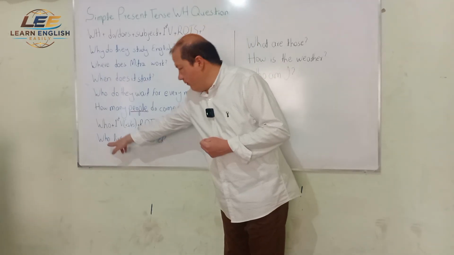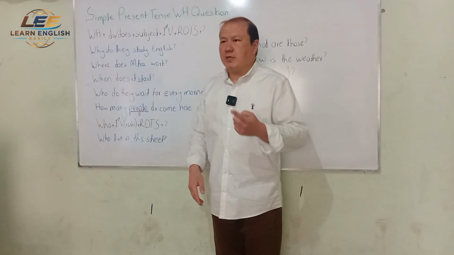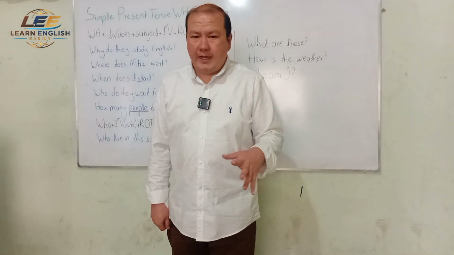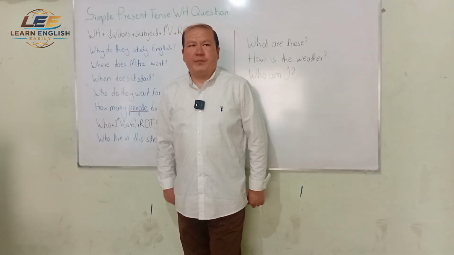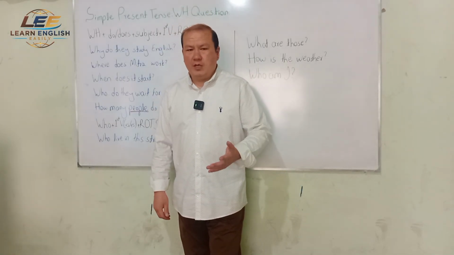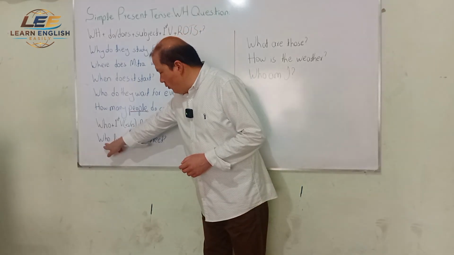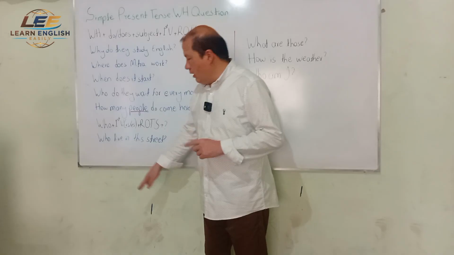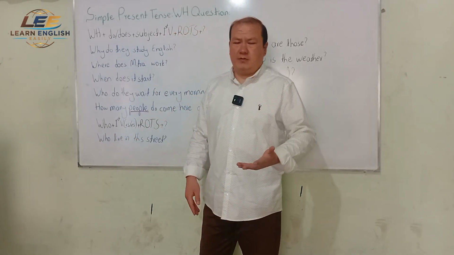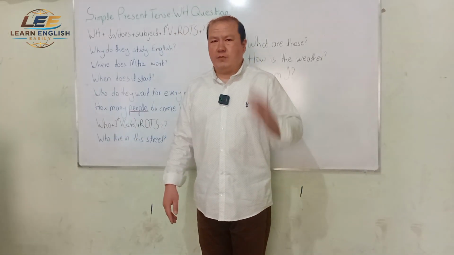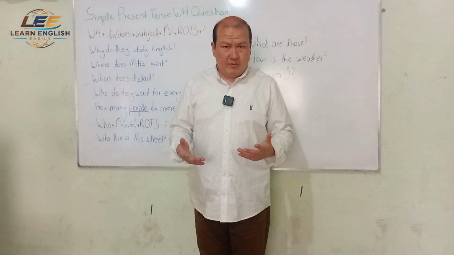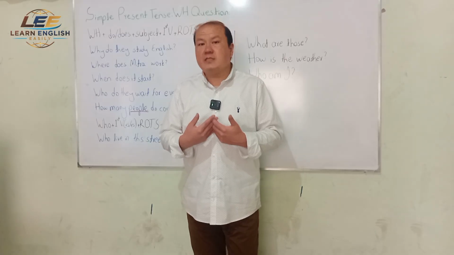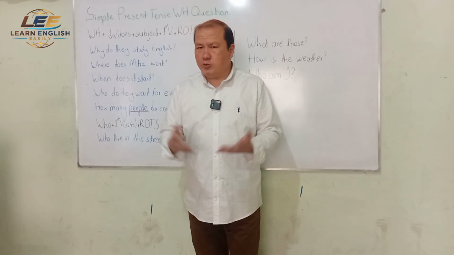I have two people. If I'm asking about one person, suppose there are three people and I know that one of them studies, for example, Portuguese. So I ask, who studies? I change y to i, and then I add es because it is one person. Who studies Portuguese? Then one person will answer that I study Portuguese. So when you are asking about the subject, you don't have to use do or does.